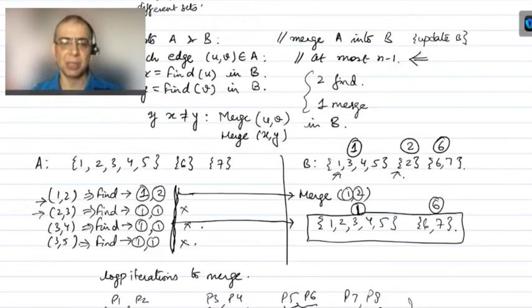So can you think of something better? How can I do this in theta n with only theta n communication? Okay, so think about it.